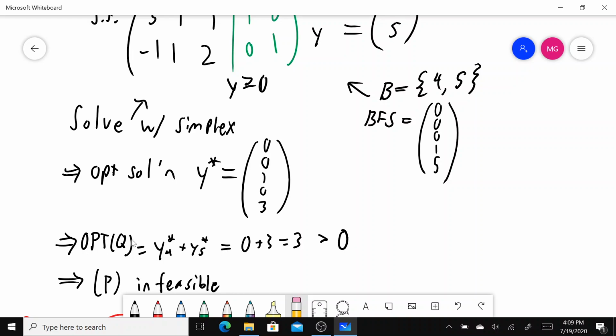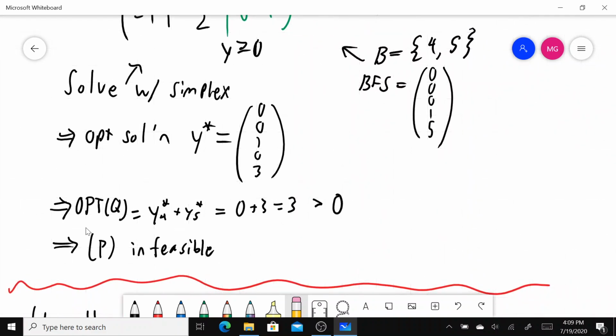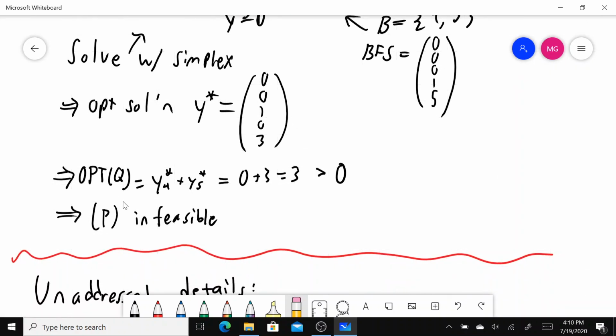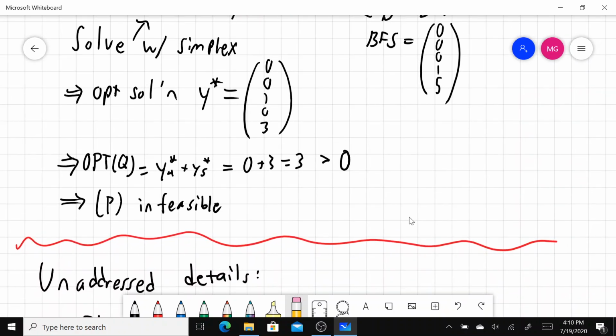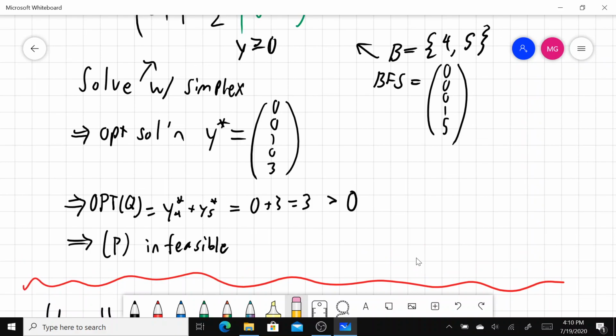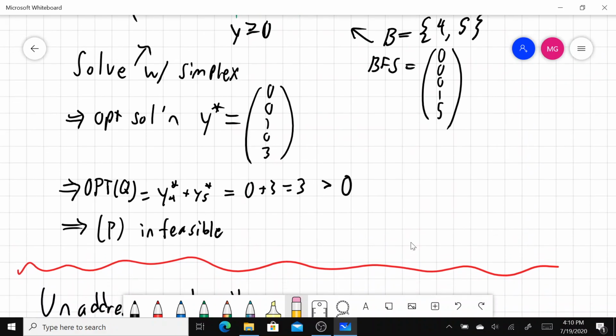And so your optimal value for Q, the auxiliary, is positive, and so that must mean that P is infeasible. Again, that's because if P wasn't infeasible, you'd be able to construct a solution for Q which is even better than this y star, which would contradict optimality. So that must mean that P is infeasible. And yeah, that's how this process works. Phase 1 is pretty straightforward.